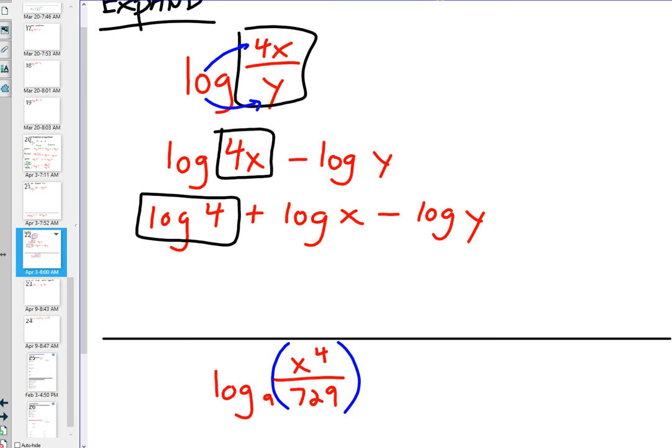So when you evaluate a log, when you're trying to either expand or condense, and evaluating the log gives you an irrational number, unless for some reason the problem tells you to round, which usually it won't, you just leave it alone.